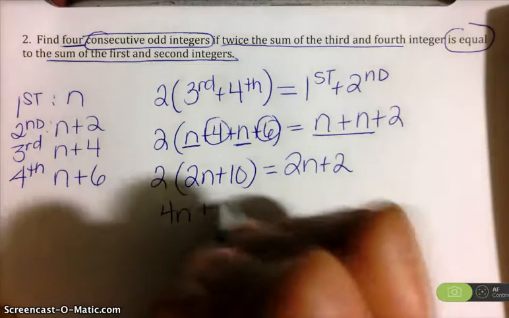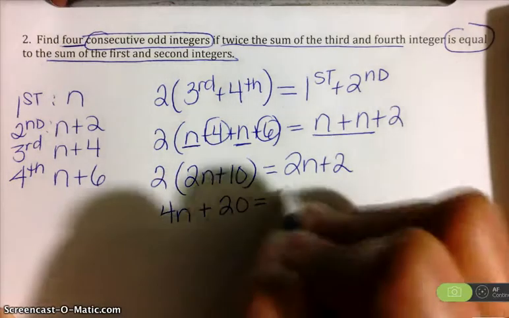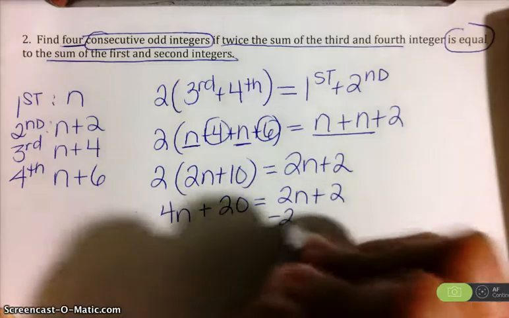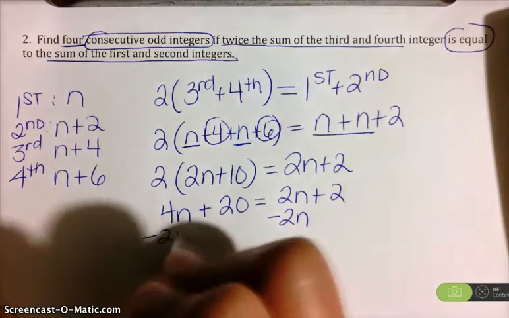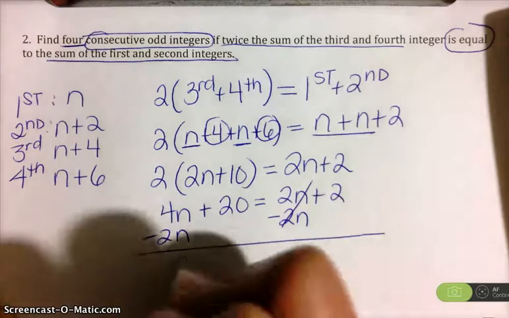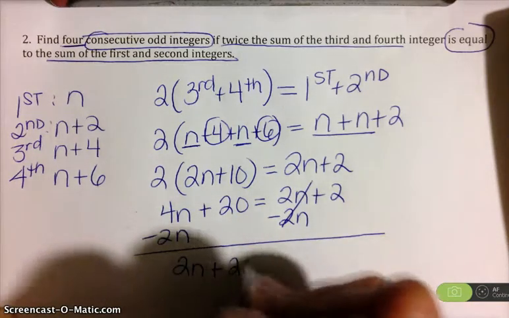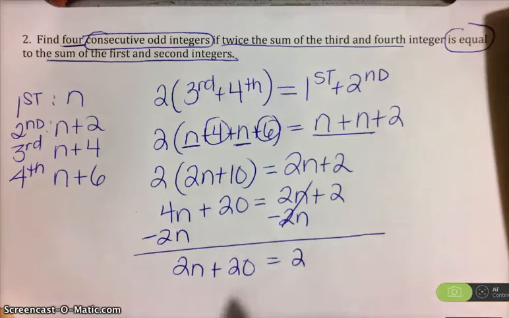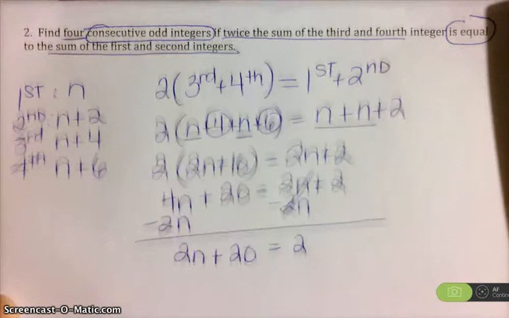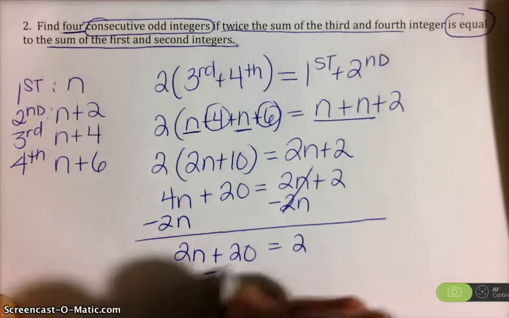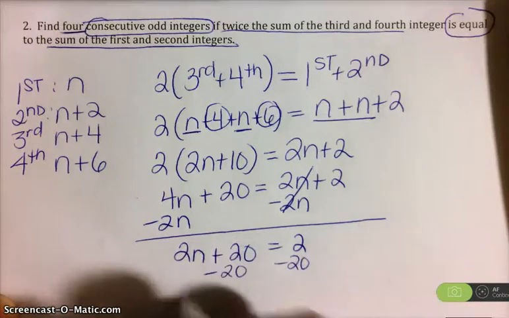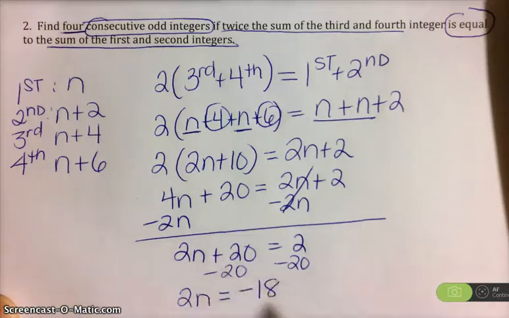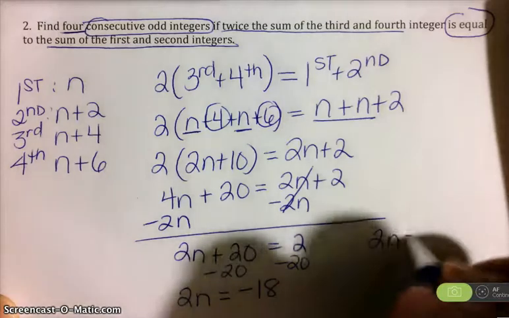4n plus 20 equals 2n plus 2. I'm going to use the subtraction property to get my like terms together. And I'm going to get 2n plus 20 equals 2. Okay, and then we're going to subtract 20 from both sides. And we get 2n equals negative 18. So I have 2n equals negative 18.